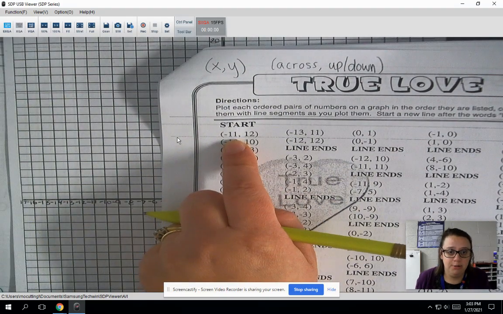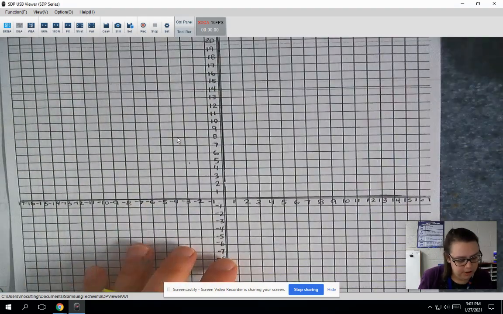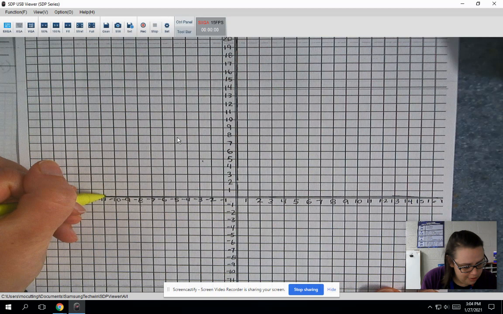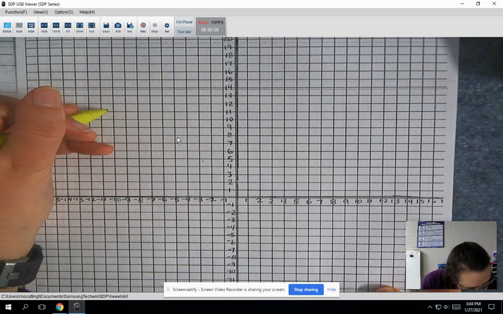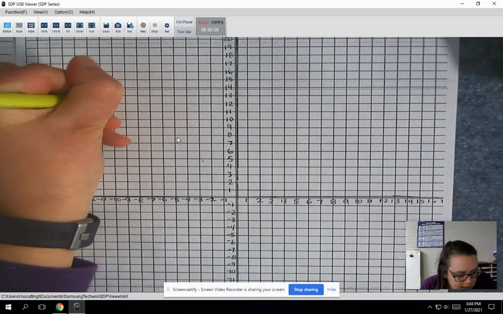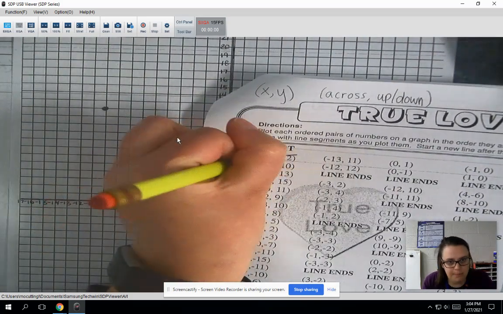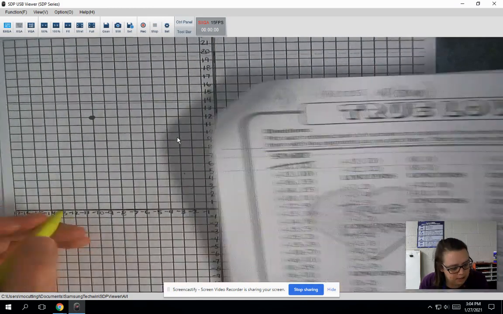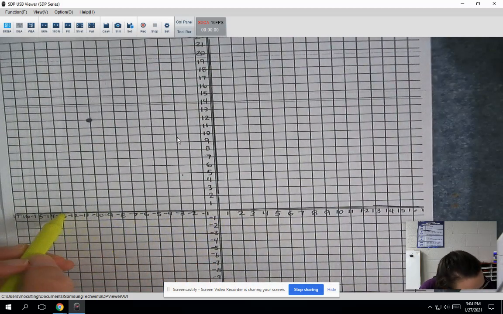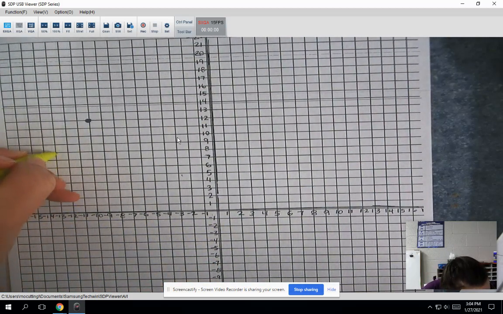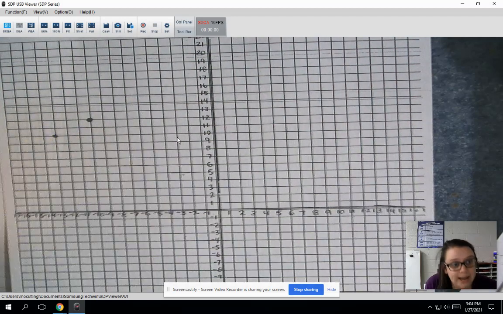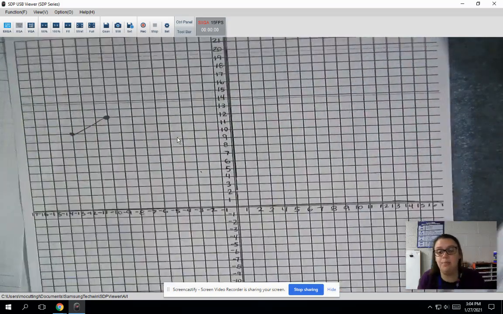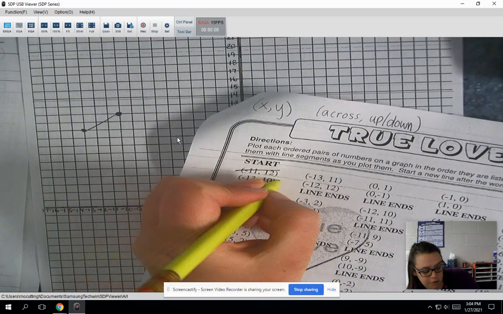Okay, so we have -11, 12. So going across, I'm going to find -11, and then I'm going to go up to +12, put my first dot, cross it off on my paper. Next, I have -13, 10. So -13 across to -13, up to +10. I put my dot. I need to connect them. First point gets connected to my second point, just like we were doing before. Cross it off.